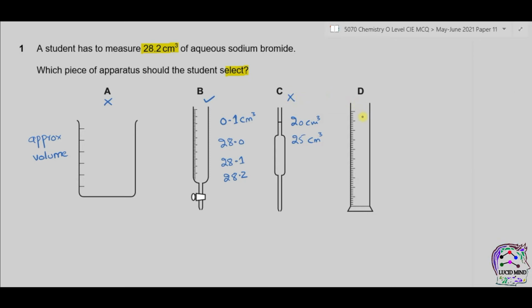In part D, we have measuring cylinder. Now the smallest division on measuring cylinder is 1 cm³. So you can measure the volume up to 27 cm³ or 28 cm³, and so on. You cannot measure the exact volume of 28.2 cm³. So therefore this is also incorrect. Correct option is therefore part B.